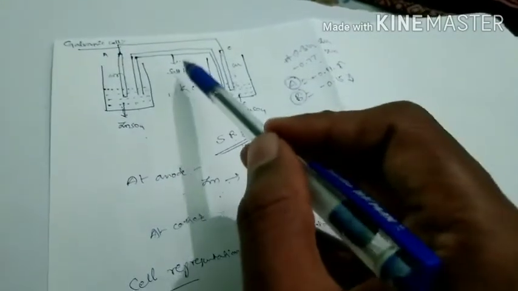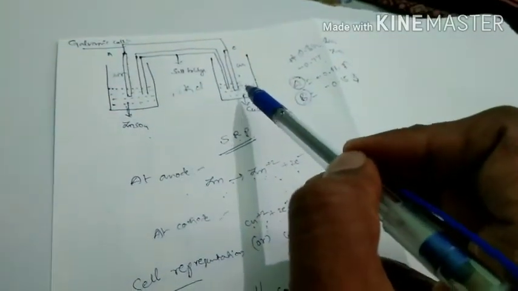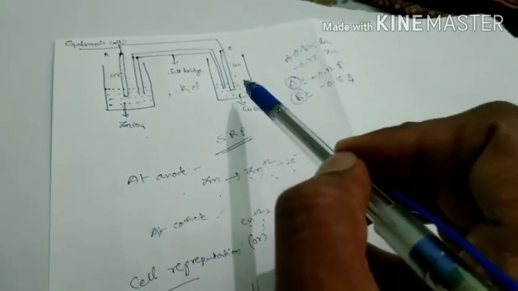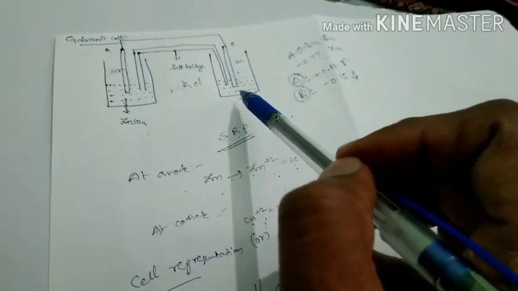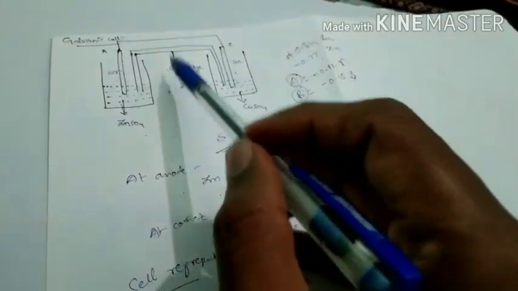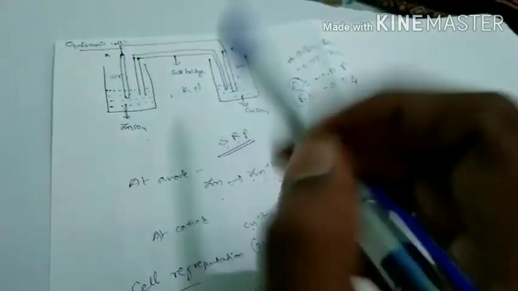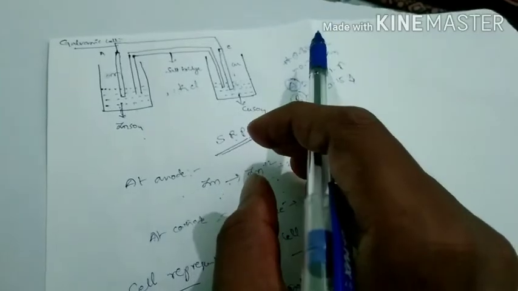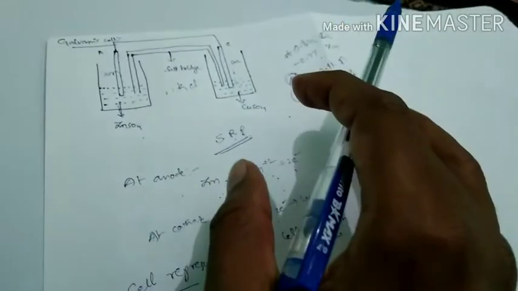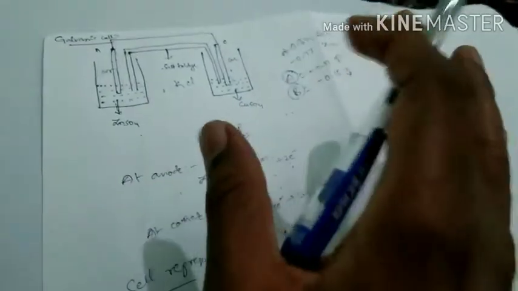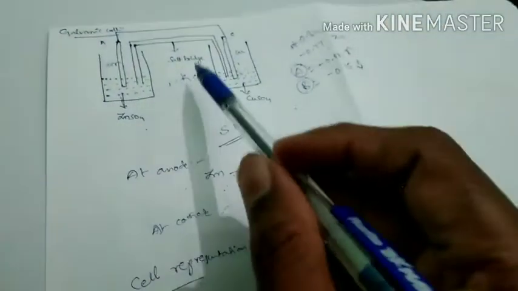So because of electrical neutrality, and to maintain electrical neutrality, we should take a salt bridge. That is the purpose of the salt bridge. If suppose the salt bridge is not there, after some time the reaction will stop and this cell will be dead. So that is the purpose of the salt bridge.